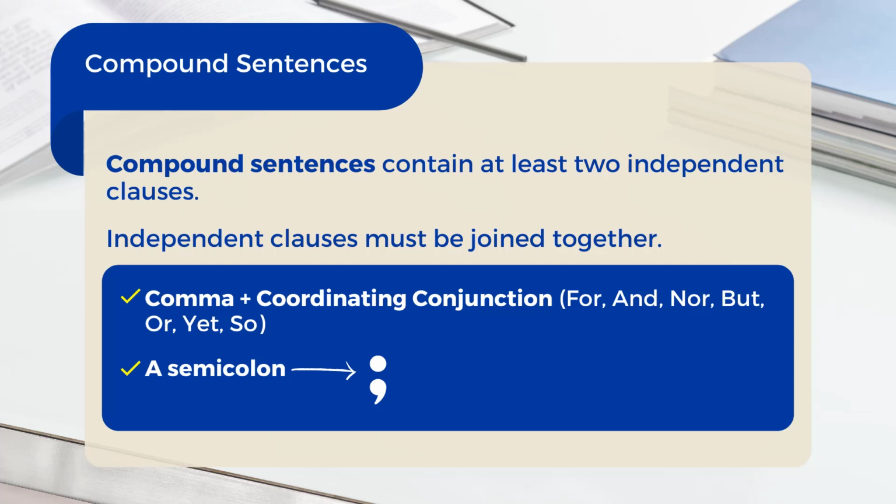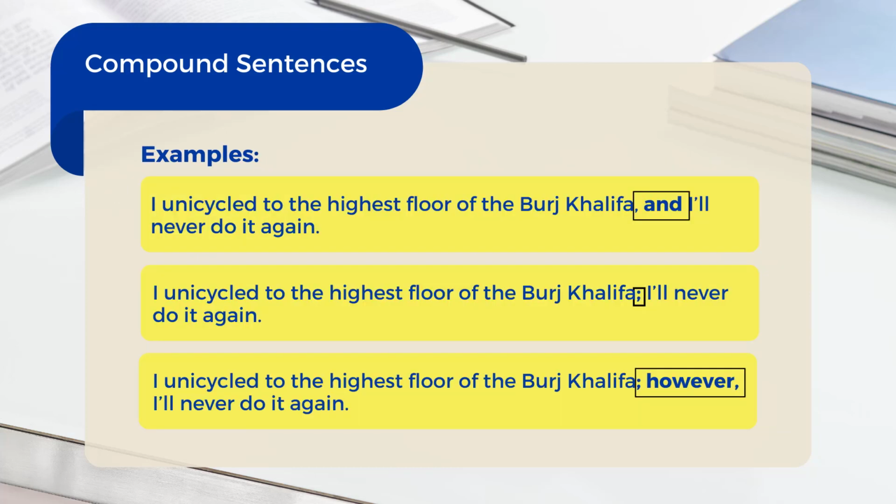The second type of sentence, a compound sentence, contains at least 2 independent clauses. When we have at least 2 independent clauses in a sentence, they have to be joined together with something. So we could join them with a comma and a coordinating conjunction like "and," or we could use a semicolon, for example. Here you can see that these independent clauses are the same, but they've been joined in different ways.